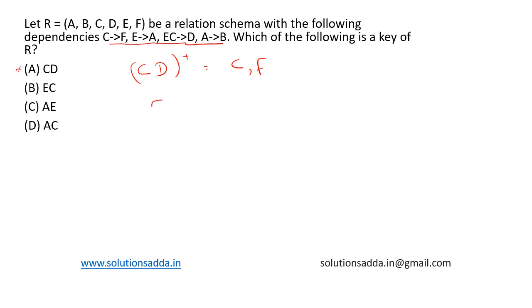Let's see EC closure. Using EC we can derive E and C first, and using C we can derive F. Now using E we can derive A. Using A we can derive B. Now using EC together we can derive D. So we have A, B, C, D, E and F. So the whole relation R can be derived using EC closure. So EC is the key of R. Option B is the right answer here.